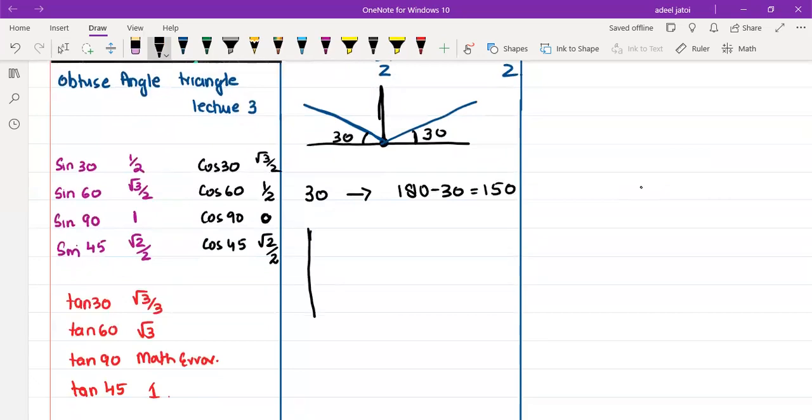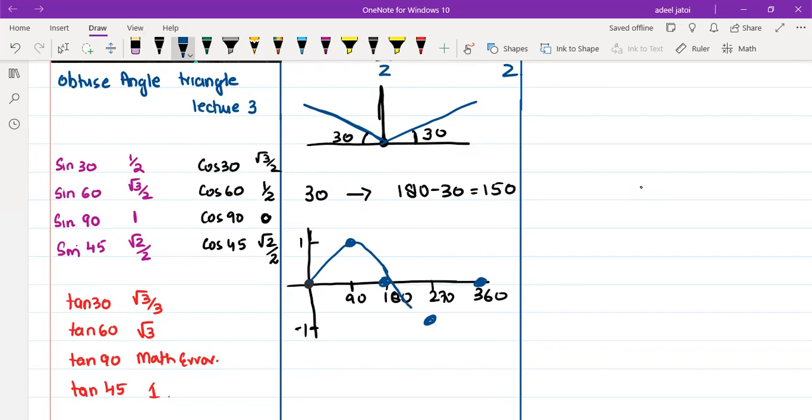In accordance to the diagram of sine, if you put down the values in the calculator, your maximum and your minimum value of sine is 1 and minus 1. If we put down sine 0, we'll get 0. If we put down sine 90, we'll get 1. If we put down sine 180, we'll get 0. If we put down sine 270, we'll get -1. And we get 0 at 360. This is your original sine graph.